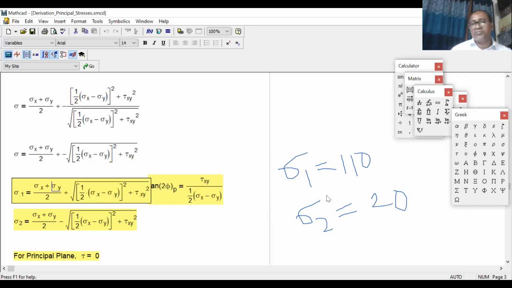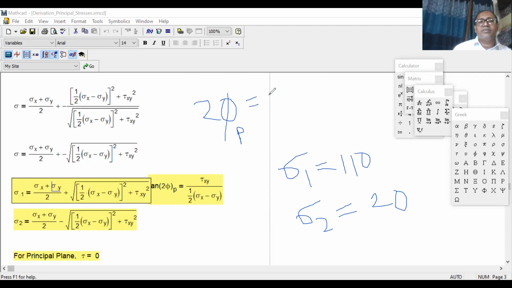How did you know that this is for say phi s? Say for example, your 2 phi s or 2 phi p, you got two angles. One is 22.5 degree. The other one, you get 111.5 degree. Just for example, two values.